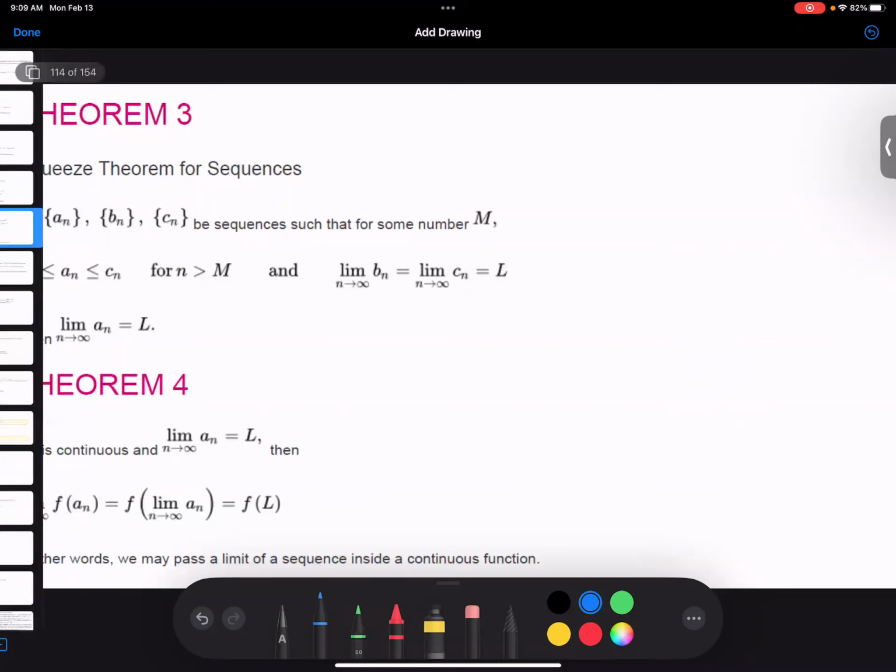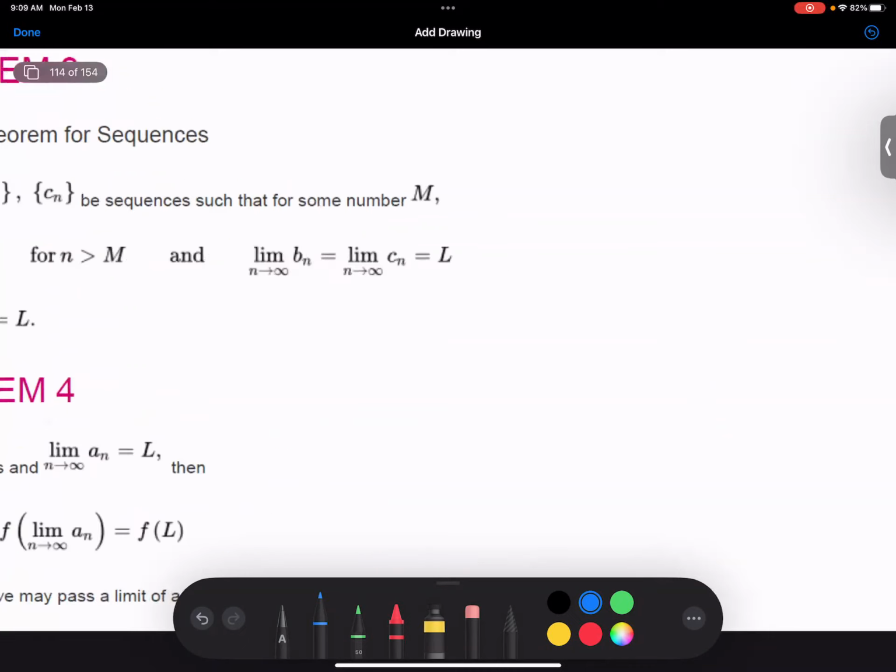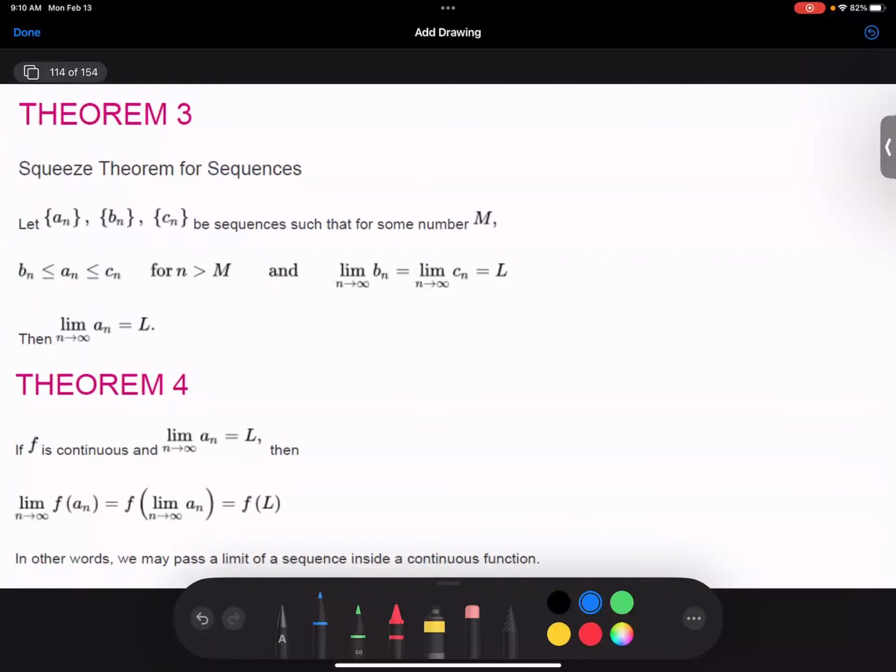All right, next is the squeeze theorem for sequences. Imagine a_n, b_n, and c_n are sequences. a_n lives between b_n and c_n, and b_n and c_n go to L. So the way I might want to view this is, here is c_n.